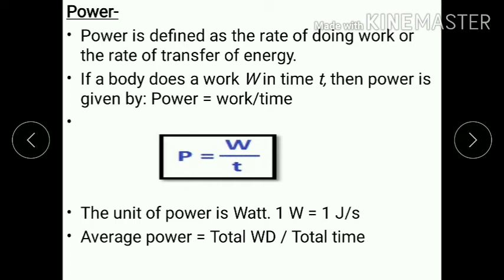How can we determine the average power? Average power is equal to average work upon average time. So this is the definition of power, and this is the most important formula of power.